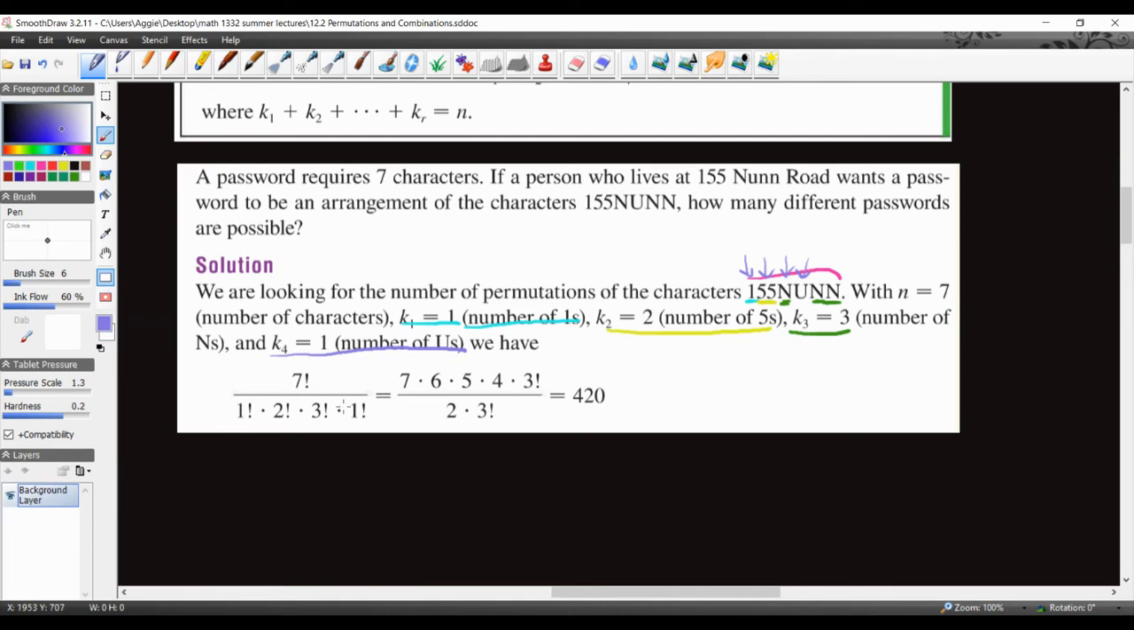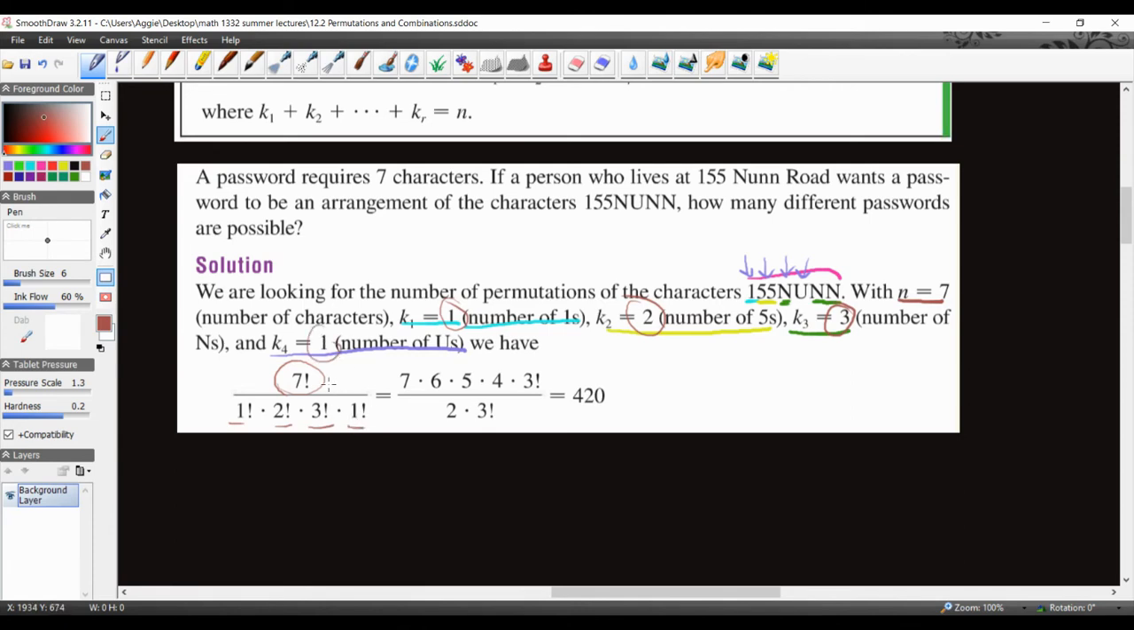And then we just plug them in. So the total number of items that we have is 7, so that goes on the top. So n is equal to 7, so we have 7 factorial, okay? And then everything else we just plug in. So we have the 1, there's the 1. We have 2, there's our 2. 3, there's a 3, and then 1, there's our 1.